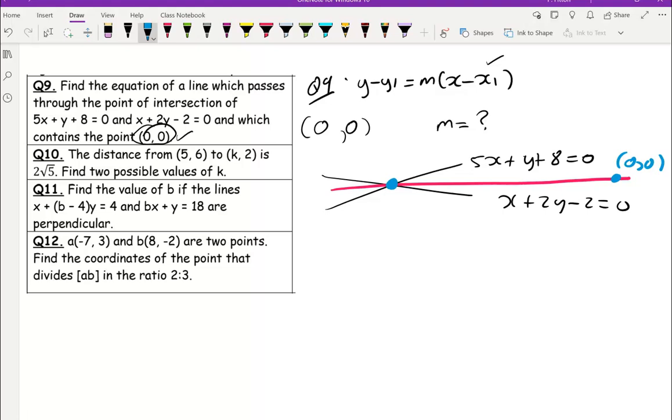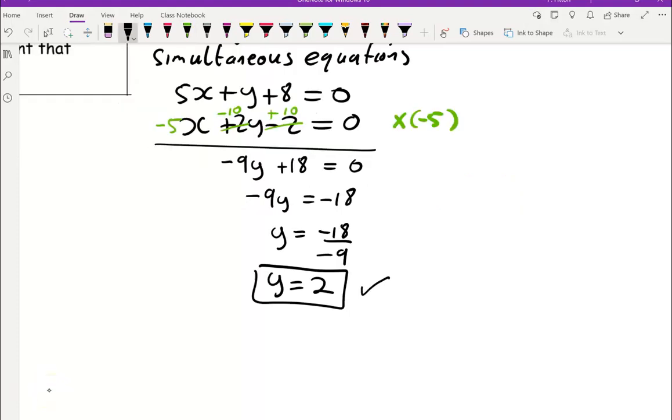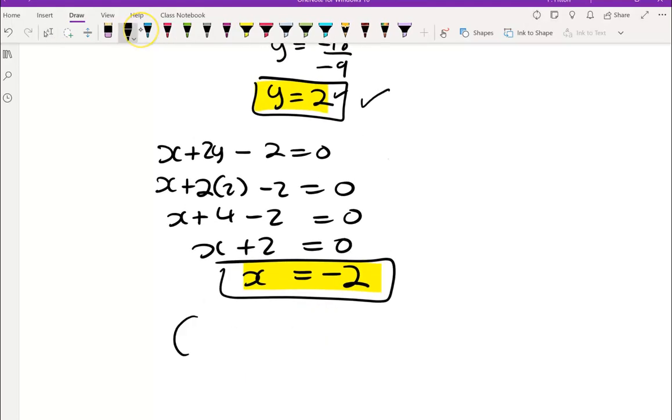And I can use my slope of a line formula then to find the slope of the line that I need. So let's find the point of intersection of the line 5x plus y plus 8 equals 0 and x plus 2y minus 2 equals 0. And we do that by simultaneous equations. In order to do this, I'm going to multiply the bottom line by negative 5 so my x's cancel out. Once we found that y is equal to 2, I use either of the first equations to find x. I'm going to use the second one, x plus 2y minus 2 equals 0, and I'm going to sub in y is equal to 2. Therefore, this will give us the coordinate then, minus 2, 2.